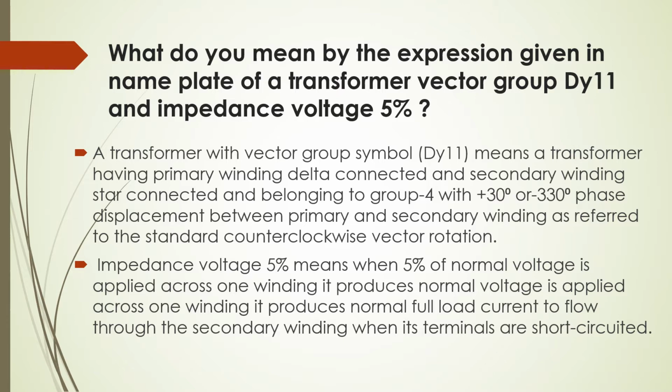Impedance voltage 5% means when 5% of normal voltage is applied across one winding, it produces normal full load current to flow through the secondary winding when its terminals are short circuited.